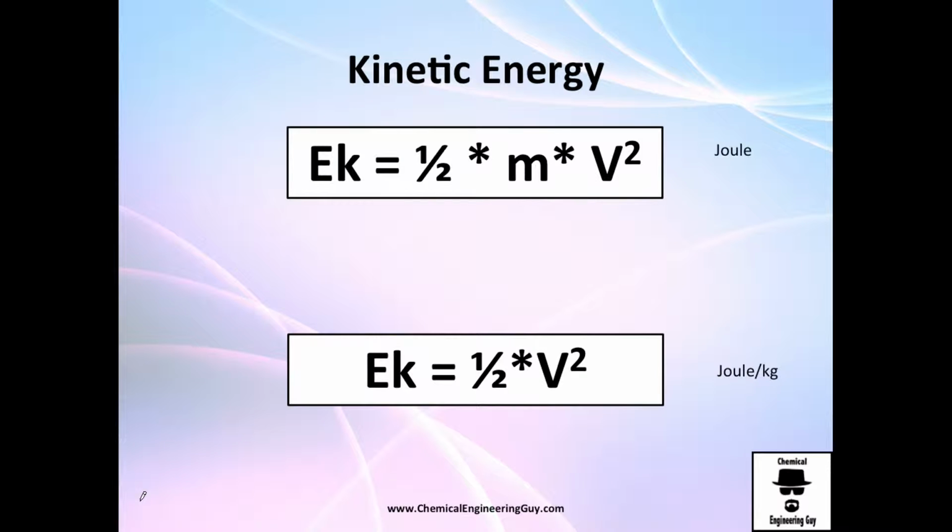Let me give you very rapidly the kinetic energy definition. Kinetic energy is given by half of the product of the mass times the velocity squared, and this will give you joules. Since we use the mechanical energy equation per unit mass, we need to divide by mass. That is, take away mass, and this will give us joules per kilogram.